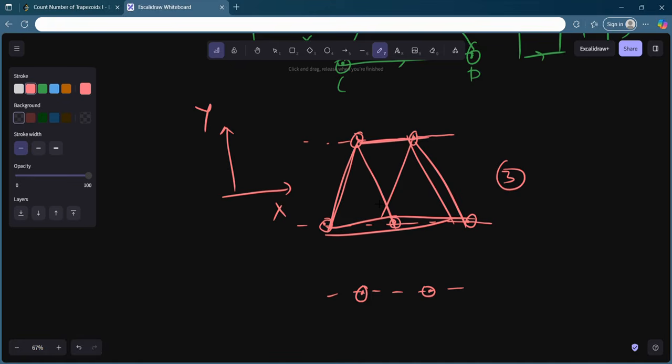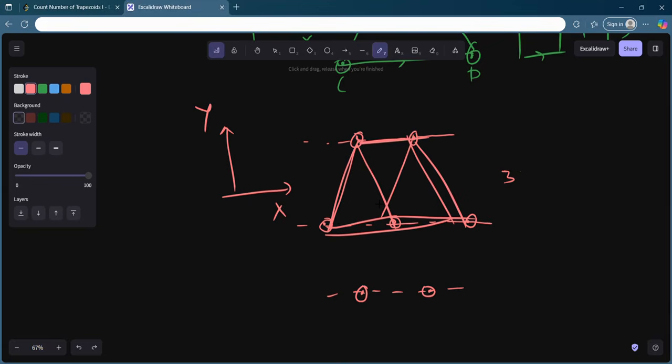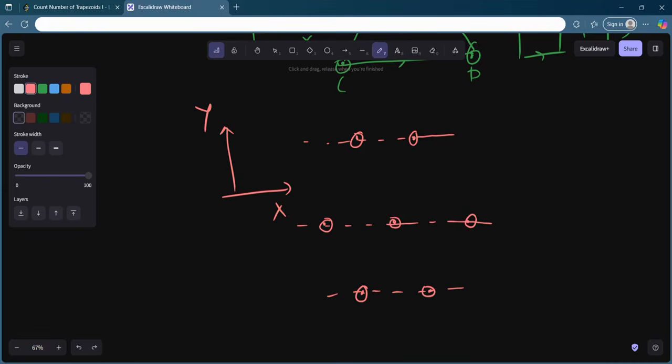Similarly, between this line and this line also there will be 3 more trapezoids. Now between this line and this line also there is one trapezoid, you see. So 3 plus 3 plus 1, 7 will be your answer. I hope now at least you understand how exactly the trapezoids are counted. If you try to see, what exactly we are doing is selecting 2 points. What if I increase the number of points? How will you solve it?